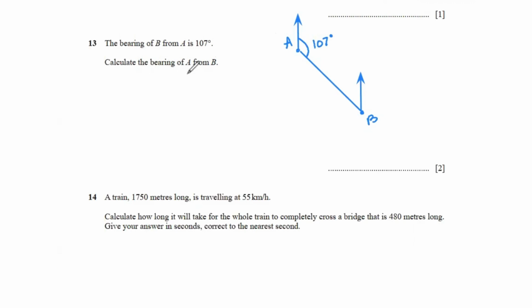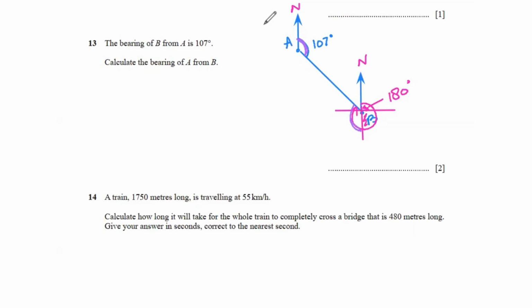So they're saying calculate the bearing of A from B now. So now they want us to find this entire angle. Remember, the bearing is always calculated from the north, and it's calculated in the clockwise direction from the north. So if we split this into an axis, we can see that this thing is 180.